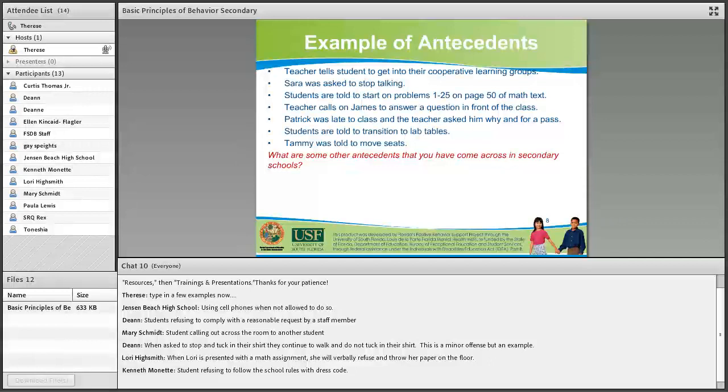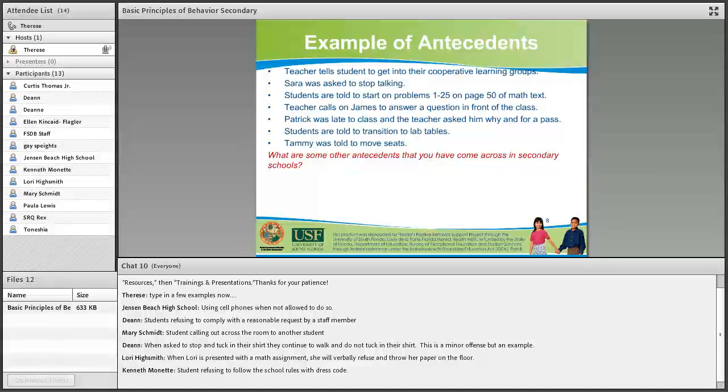So one example of an antecedent is the teacher tells a student to get into their cooperative learning groups. Another example, Sarah was asked to stop talking, or students are told to start on problems 1 through 25 on page 50 of their math text. The teacher calls on James to answer a question in front of the class, or Patrick was late to class and the teacher asked him why and asked him for a pass. Students are told to transition to the lab tables, or Tammy was told to move seats.